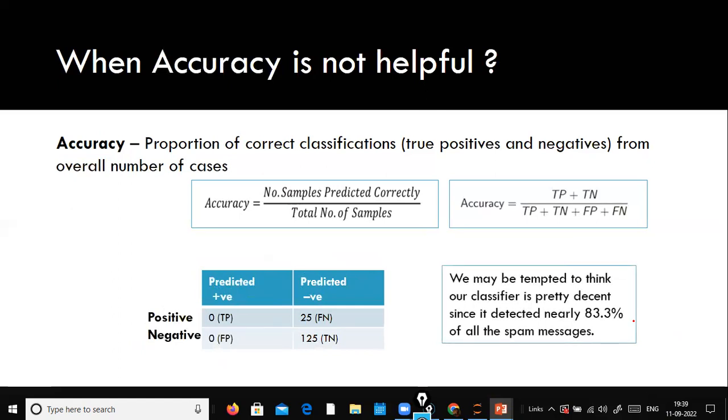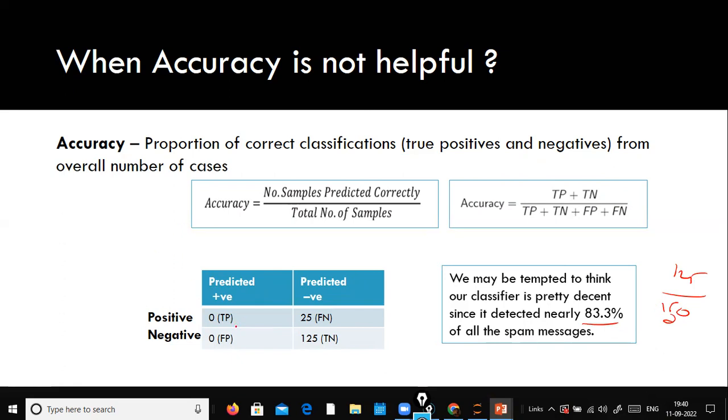So in this case, look here, let's take the same spam example. If you literally go by the formula, true positive plus true negative, 0 plus 125, in the numerator you get 125. And if you add all the values, how much do you get? 150. 125 divided by 150, we get 83.3%. And if you raise your collar and tell your management, hey, my model accuracy is 83%, I did a fantastic job. Can you say that?